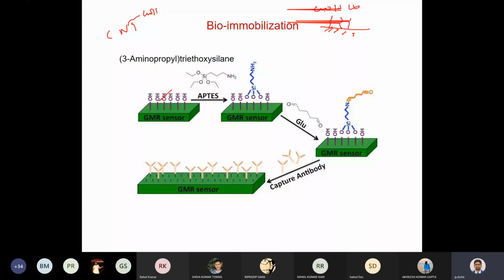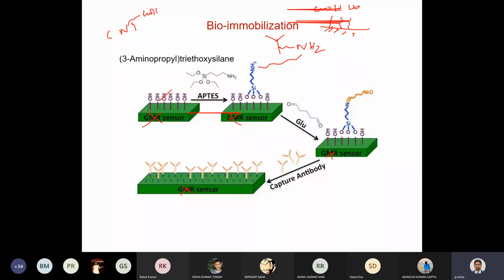That's the first part. Second, how can you form amine groups on your sensor surface? Your primary antibody has so many amine groups, and you can modify your sensor surface with amine groups and link them together. How? Let's go step by step. For the first step, just leave the GMR aside. This is some other name, so don't remember the GMR. Just think of this as a sensor surface.